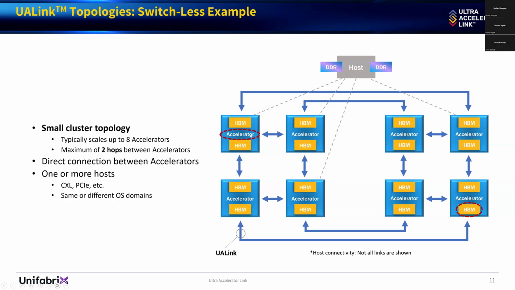Let's take these 2 examples. This accelerator here at the top left, trying to access the bottom right, goes through 2 hops. This type of topology could have 1 or more hosts that could connect to the accelerator over CXL or PCIe or other types. We mentioned ARM Chai C2C as one example. And different accelerators could be within the same or within different OS domains. So this is a very simple topology, but it's a small one.